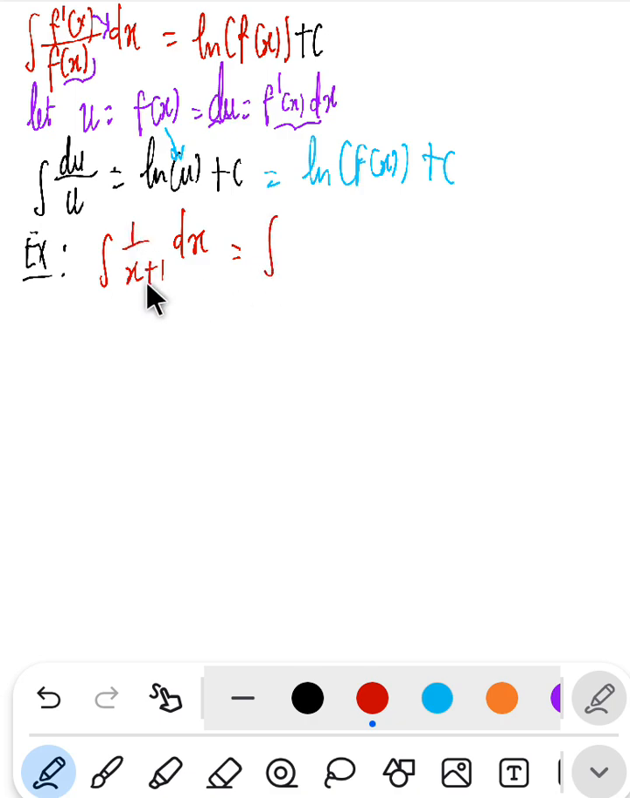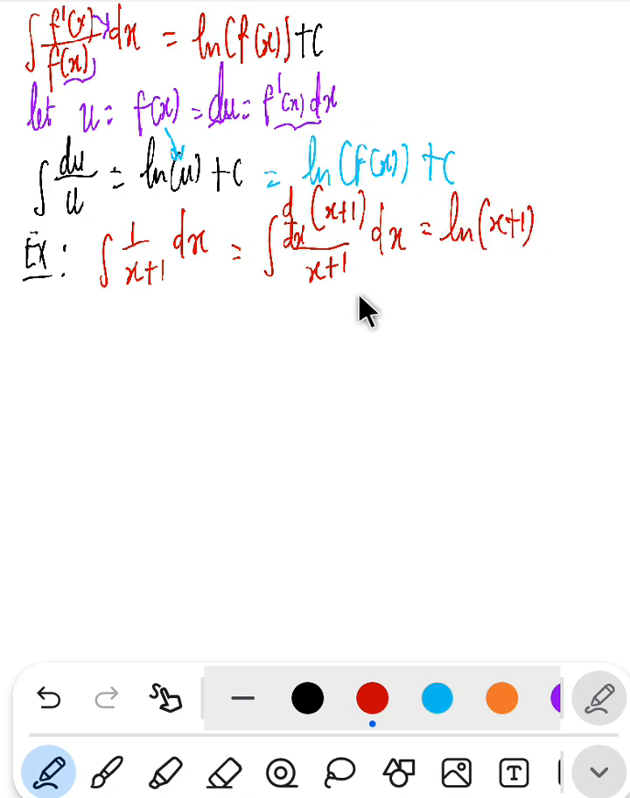So we can see that we can write this integral, instead of writing 1, as d of x plus 1 over x plus 1 dx. Why? Because if I differentiate x plus 1, I'm going to have 1. So surely if we apply this particular rule, this will give us natural log of x plus 1. That is, our f of x is x plus 1, then everything plus c.